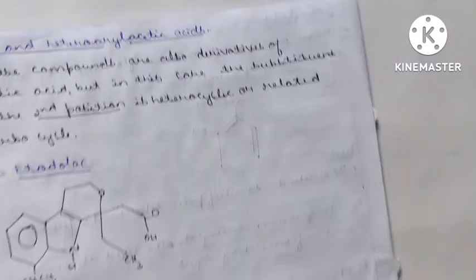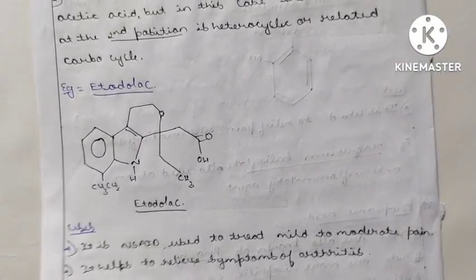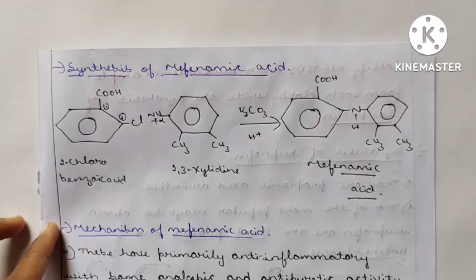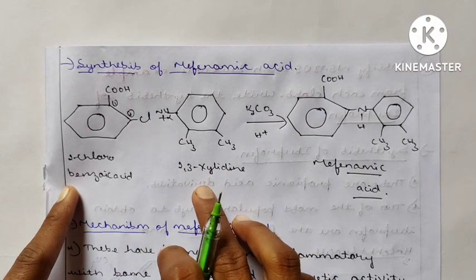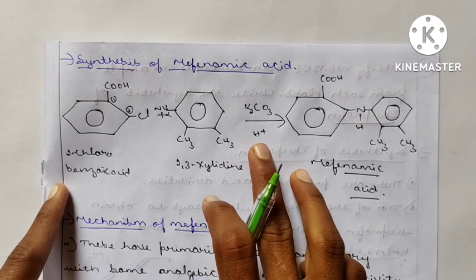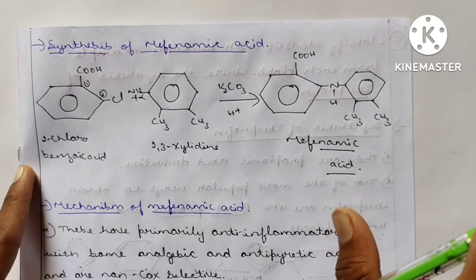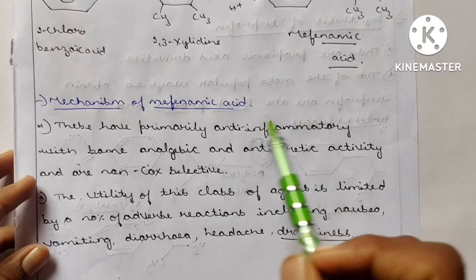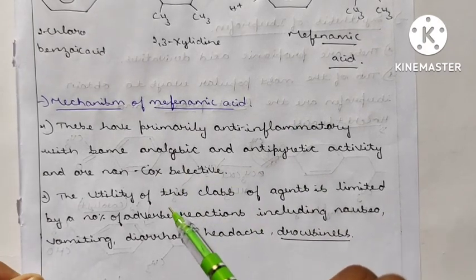My dear brothers and sisters, these are very, very important questions for your examination. So go through these questions. Synthesis of mefenamic acid, very simple: 2-chlorobenzoic acid reacts with 2,3-xylidine in the presence of potassium carbonate, then H plus, giving formation of mefenamic acid. Simple. Mechanism: same mechanism. These are primarily anti-inflammatory with some analgesic and antipyretic activity, and they are non-COX selective.